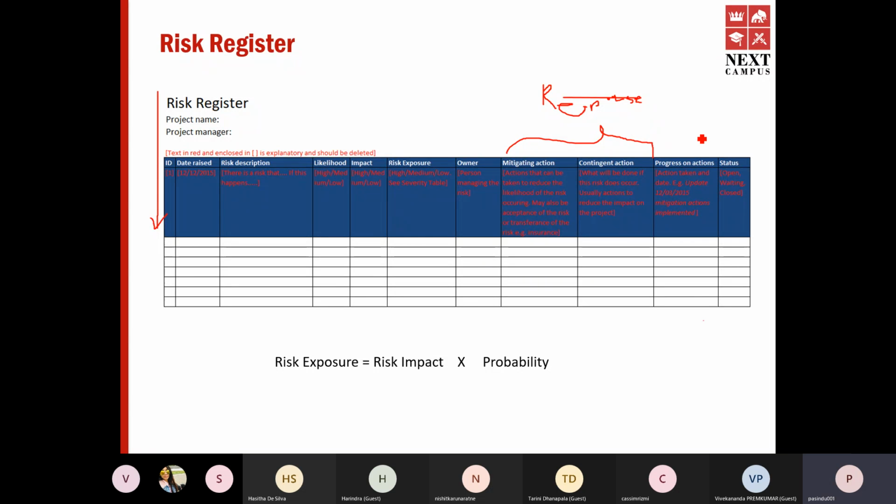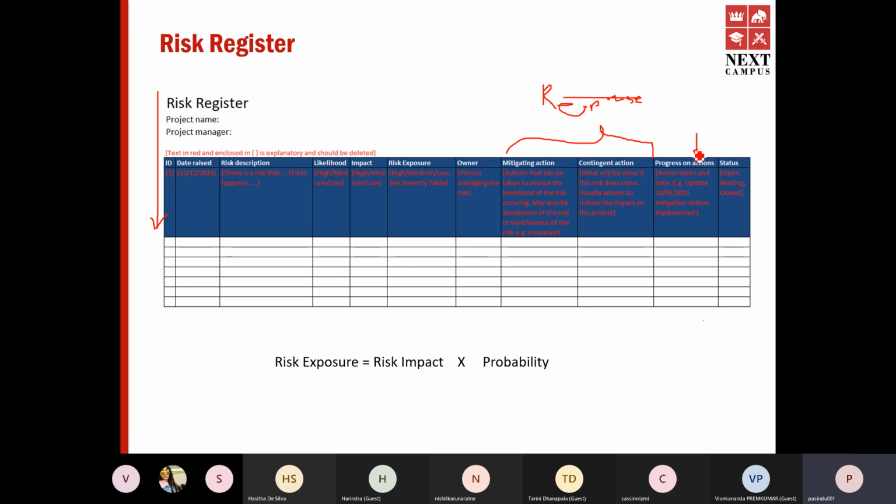And this is the monitoring part, right? Progress on action. So when you implement that risk response strategy, what is the progress? Your impact became less. Your probability became less. What is the risk status finally, right? So this is a risk register.